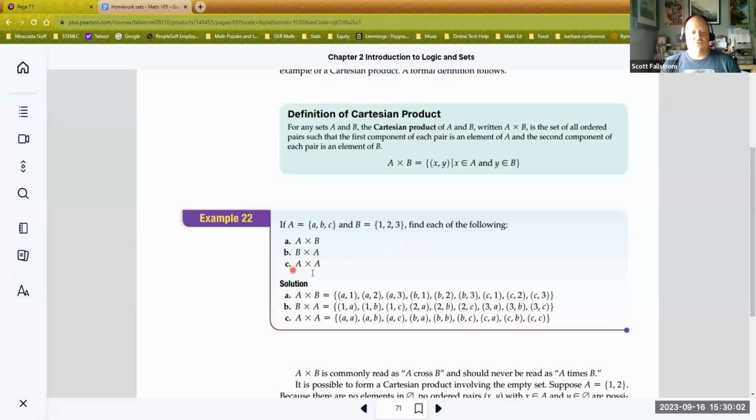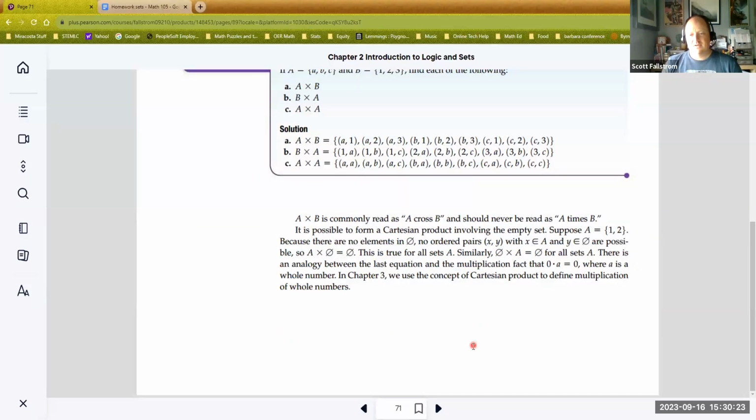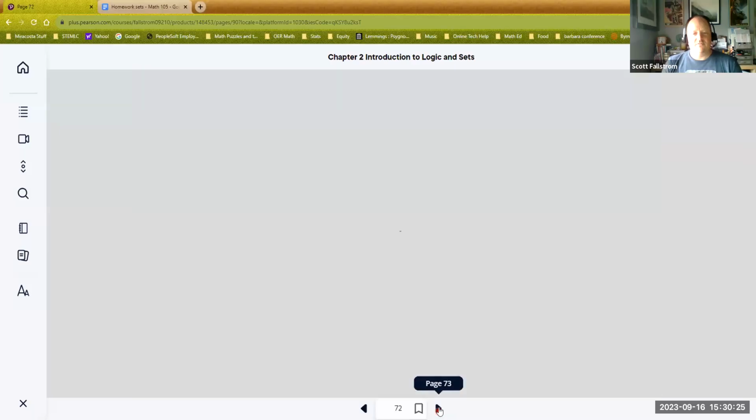So you can actually cross a set with itself, A cross A. You just pick your first one from the first, which is A, second one from the second, which is A. So A goes with A, A goes with B, A goes with C. B goes with A, B goes with B, B goes with C. So there we go for those.